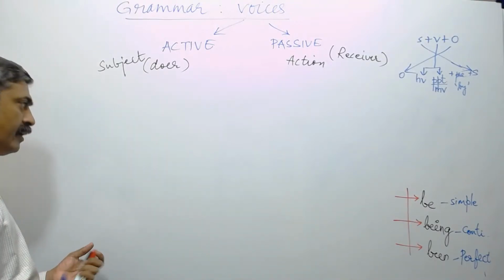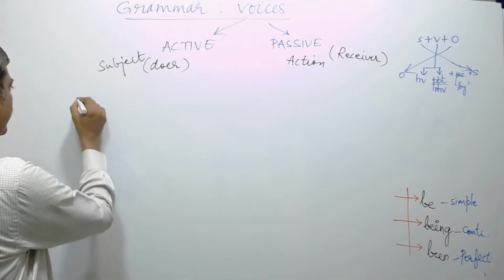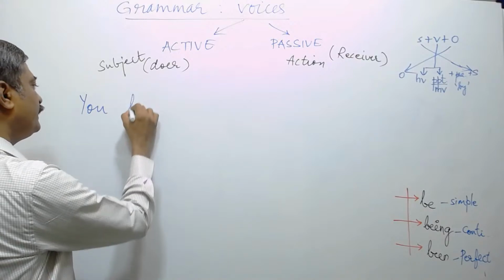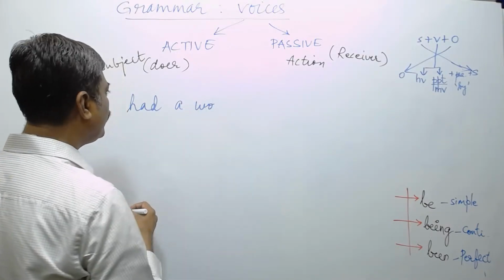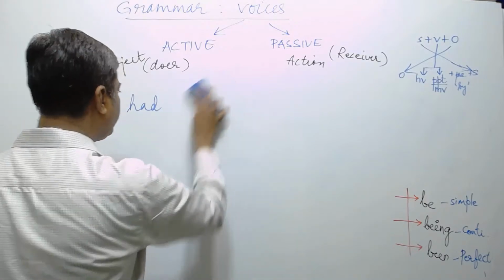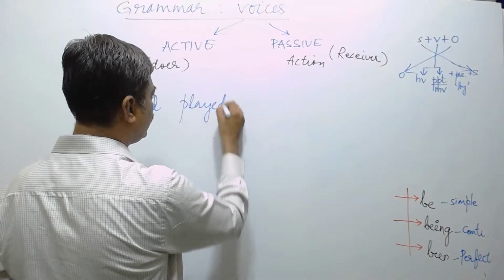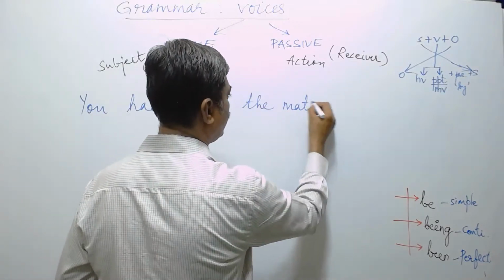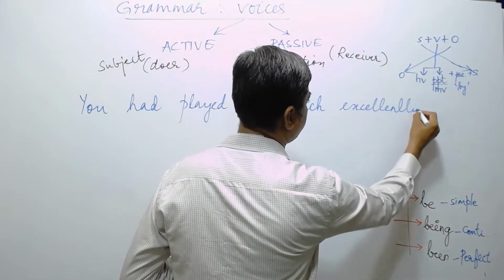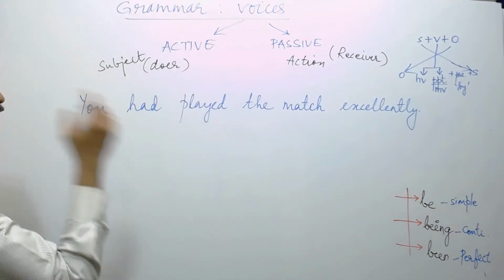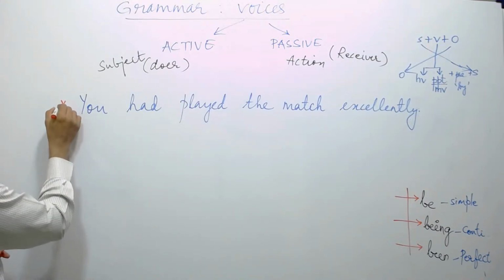Okay, so the next one, let's take a perfect tense, right? We had they, we had we, and now let's say you. You had a wonderful time. You had, I'll try making it simpler for you with just one object. You had played the match, right? You had played the match excellently, brilliantly, very valiantly, very bravely. Excellently.